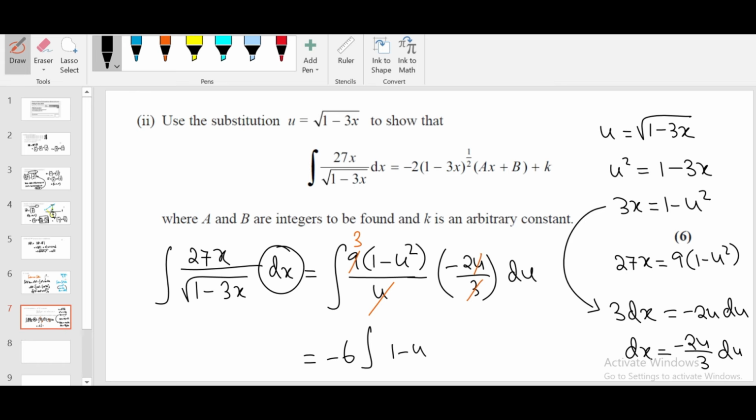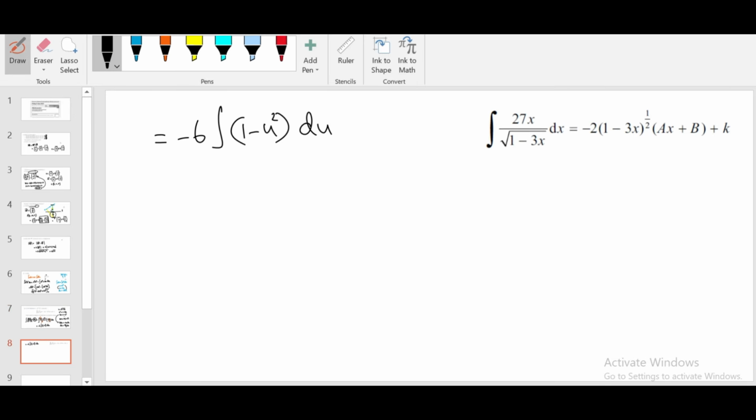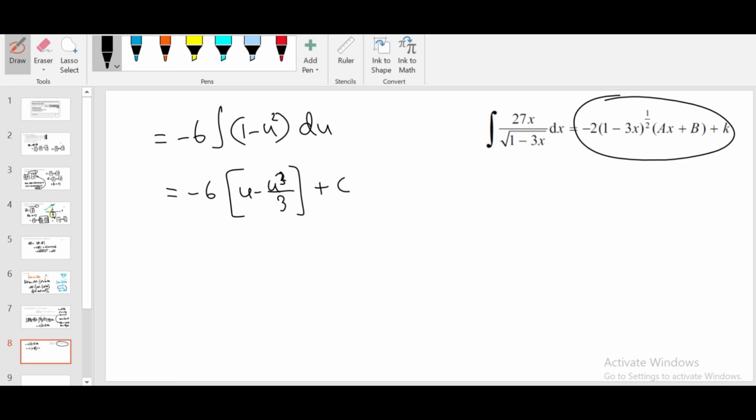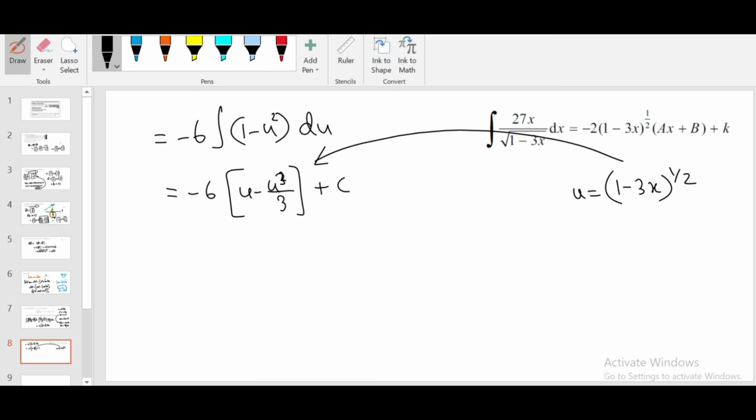Integral 1 minus u square du. So we are at this step, we need to write the answer in this form. So first integrate it: minus 6, 1 becomes u, u square becomes u cube by 3, plus c. Initially we have taken u as square root of 1 minus 3x, which is basically 1 minus 3x power half. So sub in the place of u here and then multiply through it by minus 6. So minus 6u, u is this.